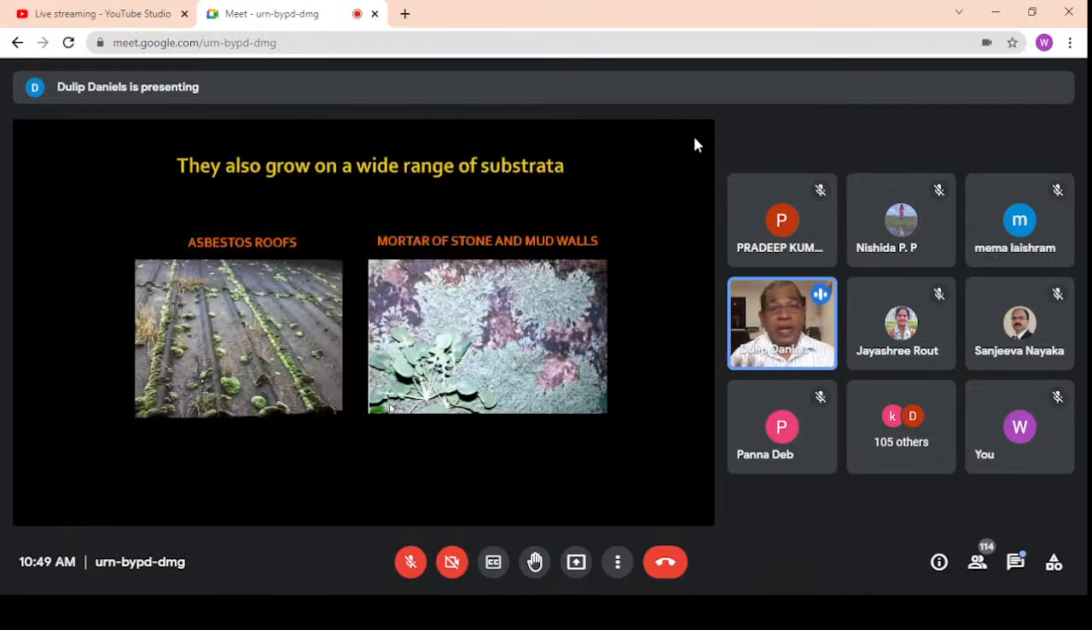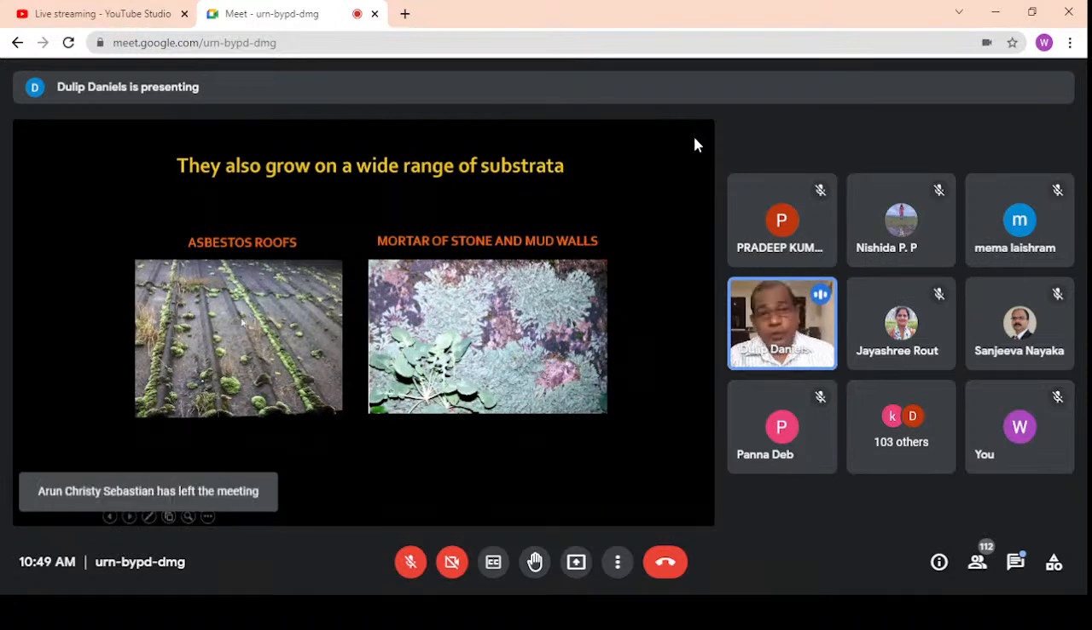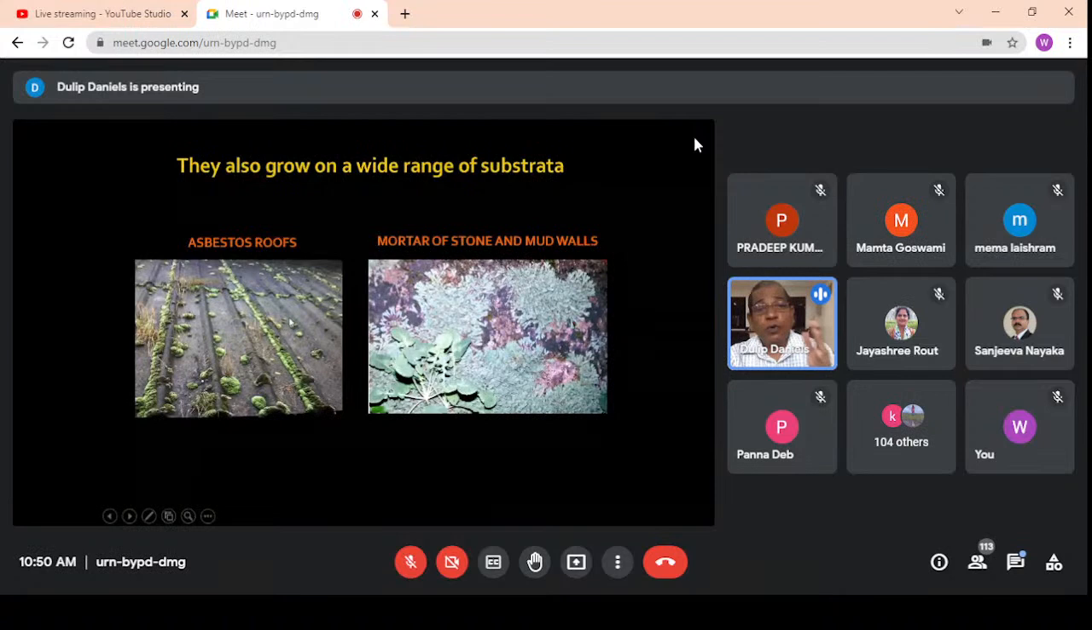You find them on asbestos roofs, mortar of stone and mud walls. These are quite common species. This is a very common sight in high altitude mountains, where there is Bryum argenteum growing on the asbestos. And there's Plagiocasma rupestre growing on mortar of stone walls.